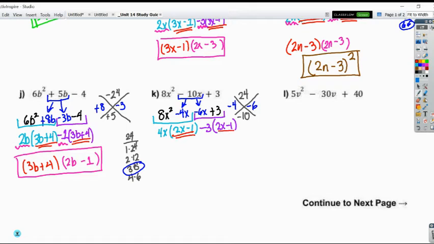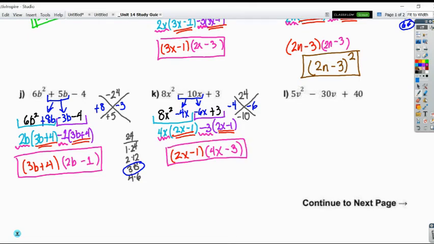So looking at that 2x minus 1, it matches 2x minus 1. Matchy-matchy parentheses, that's what we want. That's how we know we're on the right track. And then my other binomial from the 4x we used as a GCF with that negative 3 we used as a GCF. Here's our factored version.